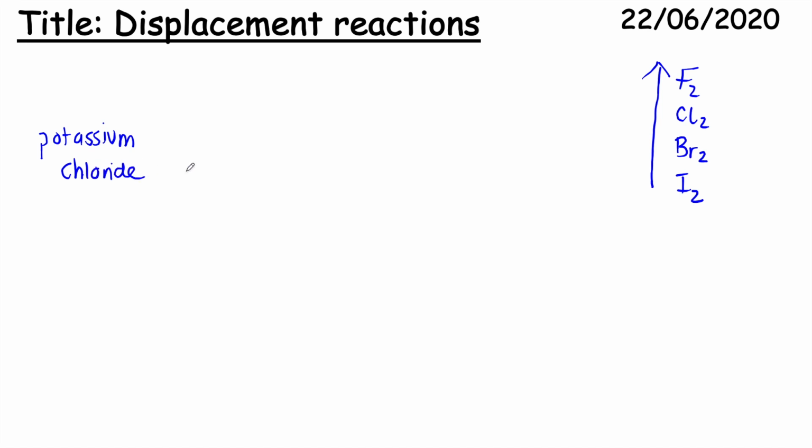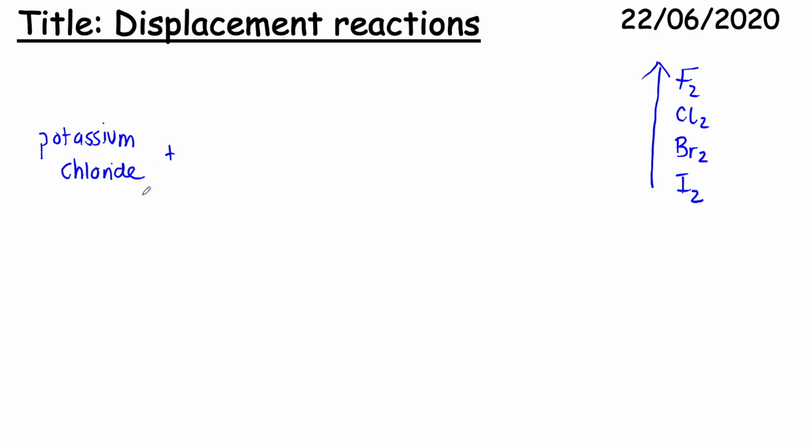So like I said, we'll leave the reactivity of the group 7s here. So fluorine, chlorine, bromine, and iodine. And let's have a look at an example of a word equation. So here is potassium chloride.